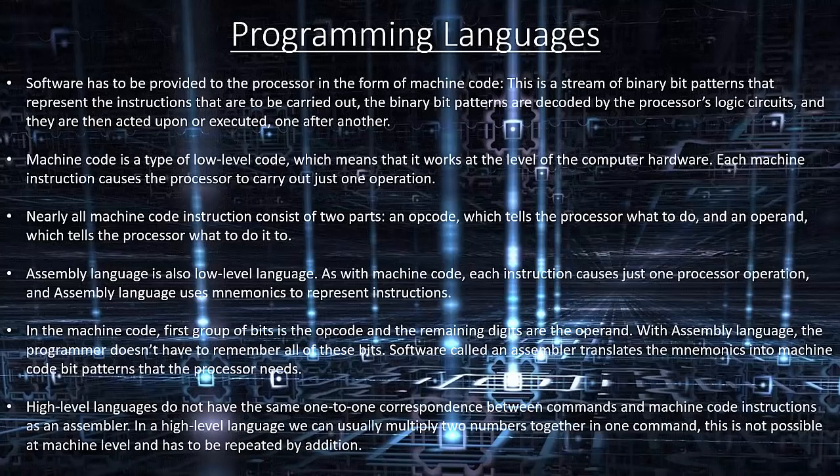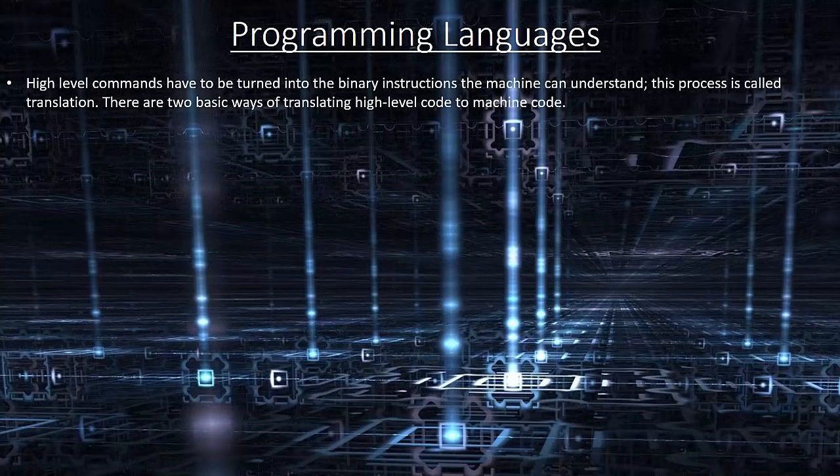High-level languages do not have the same one-to-one correspondence between commands and machine code instructions as an assembler does. In a high-level language, we can usually multiply two numbers together in one command. This is not possible at machine level and has to be done by repeated addition. High-level commands have to be turned into the binary instructions the machine can understand. This process is called translation. There are two basic ways of translating high-level code to machine code.